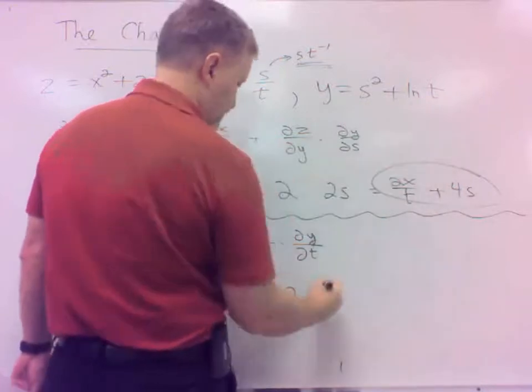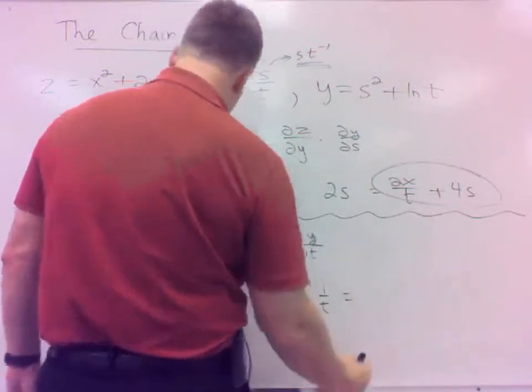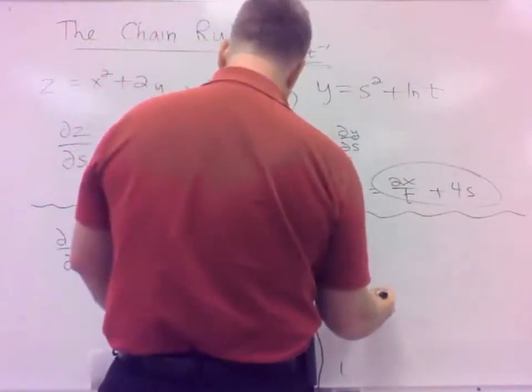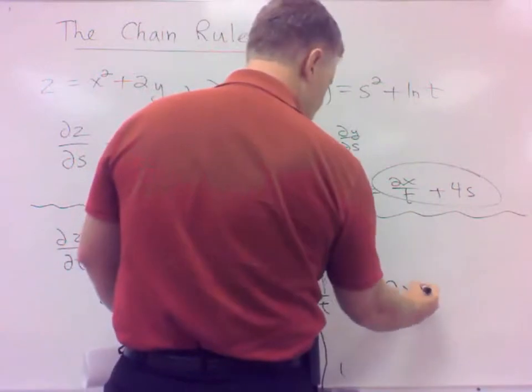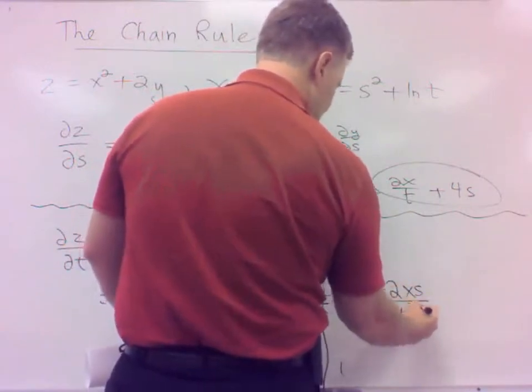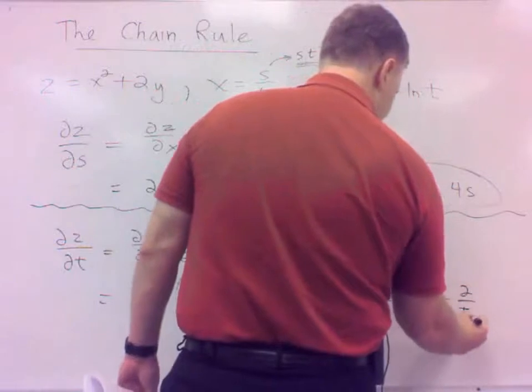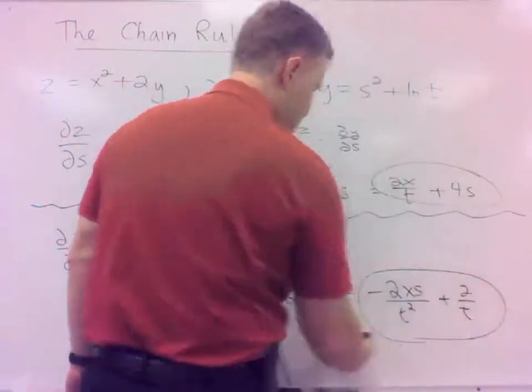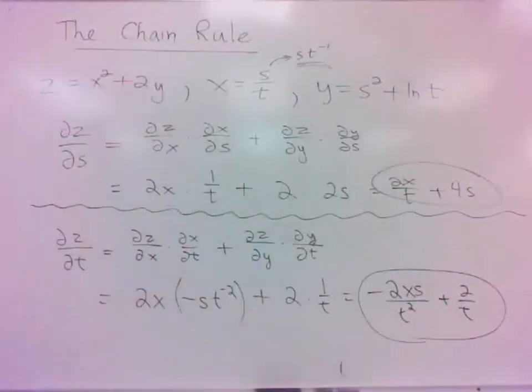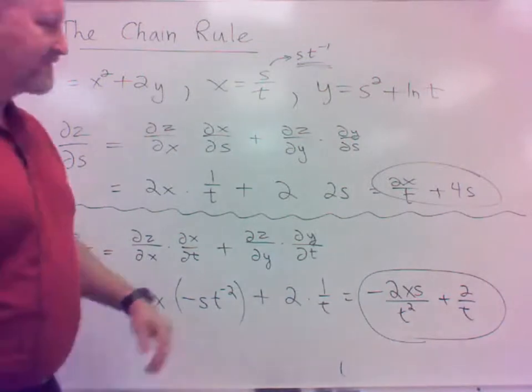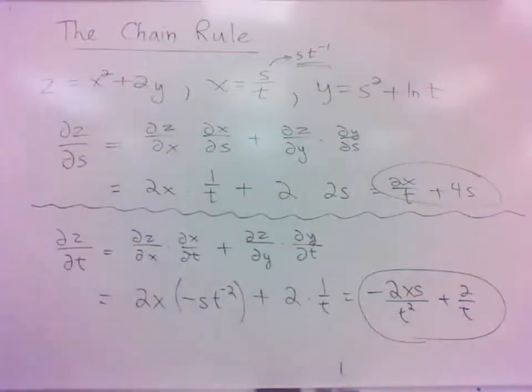Be 1 over t. And so that is negative, let's write it negative 2xs over t squared plus 2 over t. Yeah, you could do combining or factoring or different ways you could write that form out. All right, not too bad, not too bad.